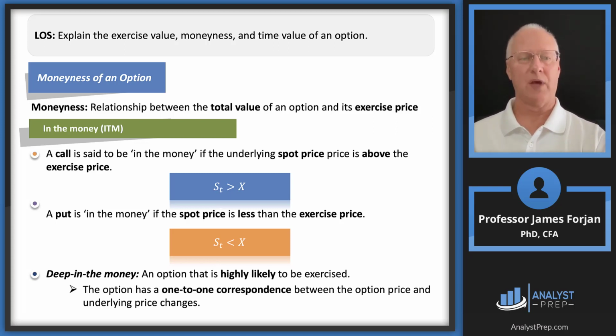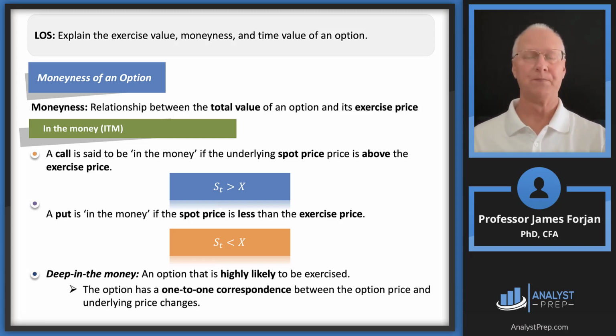Now, the reading does emphasize this concept of a deep in the money option. This is one that is highly likely to be exercised. Let's do a call option here. Suppose that the exercise price is 100. And the stock price is, let's say, $200, right? What does that tell us? That means that you have the right to buy at 100 when the price is double that. So, hey, this is great news if you own that call option.